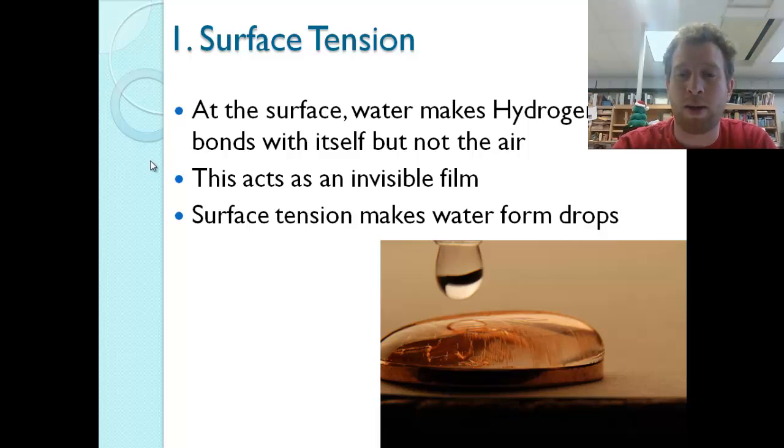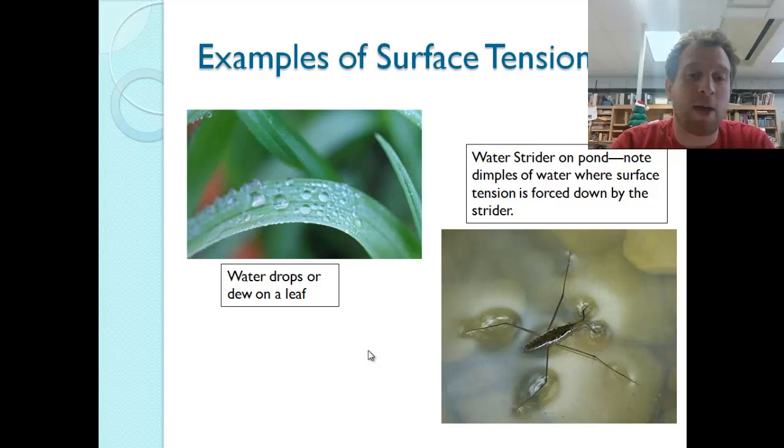Okay, this is something we'll probably do in class, where we've got a penny right here, and you can see a drop of water that's forming on the penny. And you can actually see that it goes around the outside of the penny because it holds itself together. It doesn't form that bond with the air. Okay, here's some examples you guys have seen all the time. So water drops, or dew on a leaf. You guys can see little droplets all on these leaves because of that surface tension.